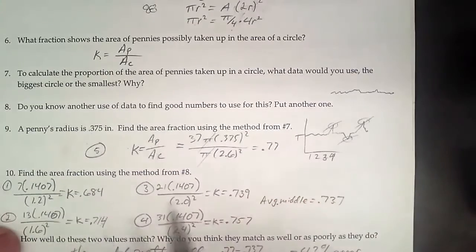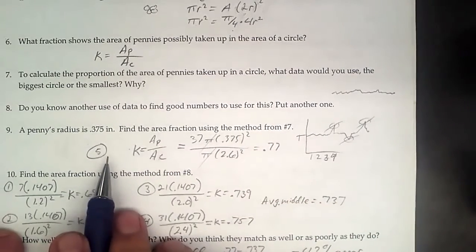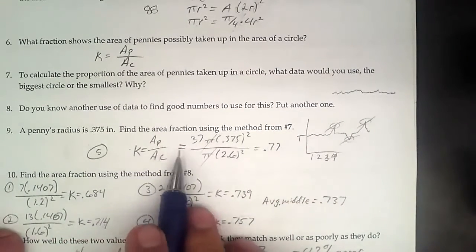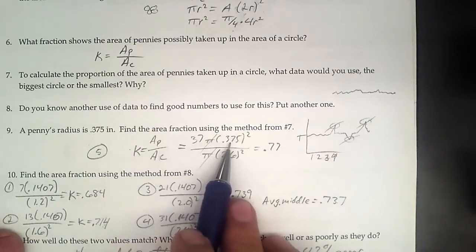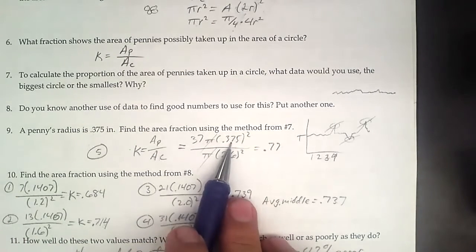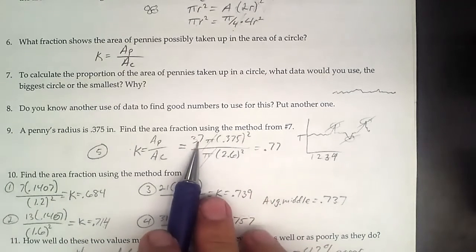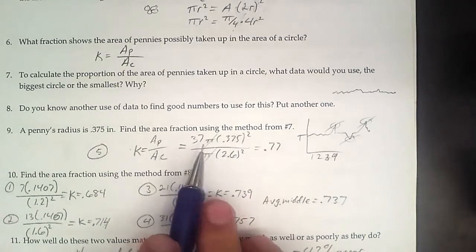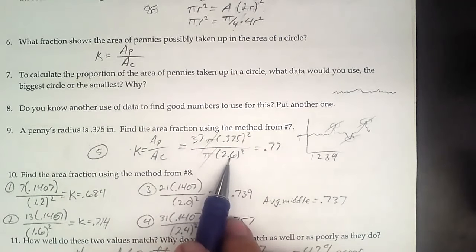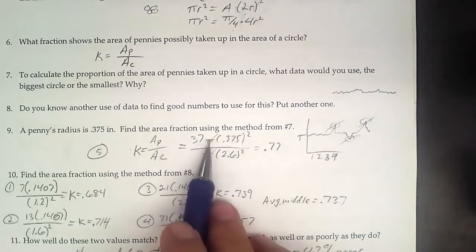So on number 9 and 10, we try both methods. Here is the data for number 5, and I used 37 pennies times the area of 1 penny. This is the radius in inches for a penny. So pi r squared is the area for 1 penny, and I fit 37 of them in the circle. And here is the radius in inches for the circle, and pi r squared is the area of the circle. You'll notice that the pi's cancel out, so let's just skip that.